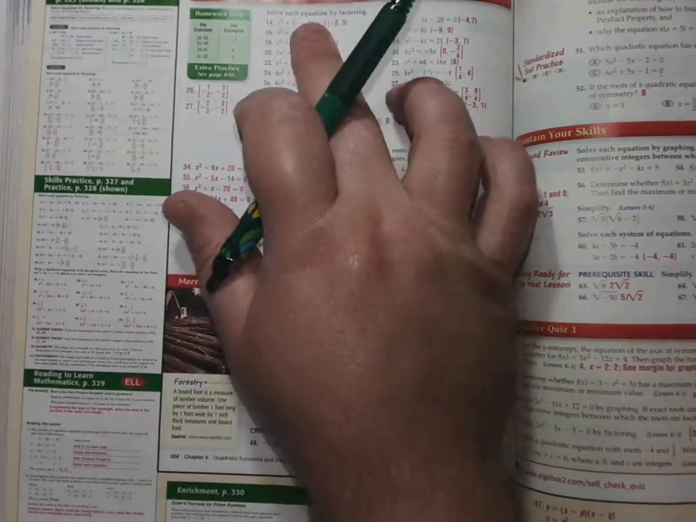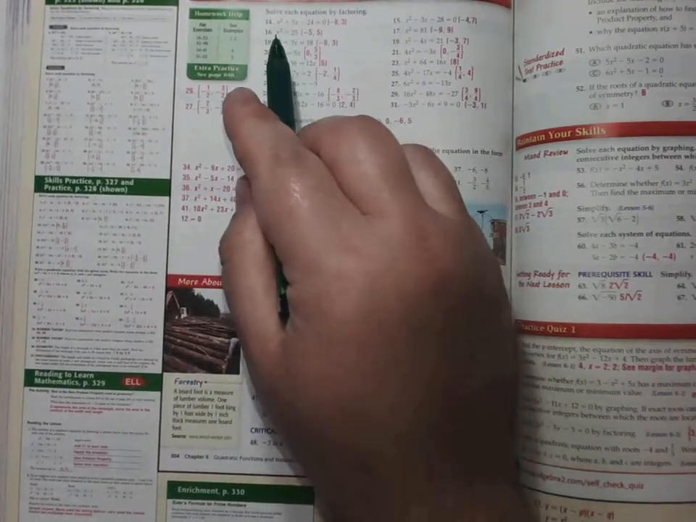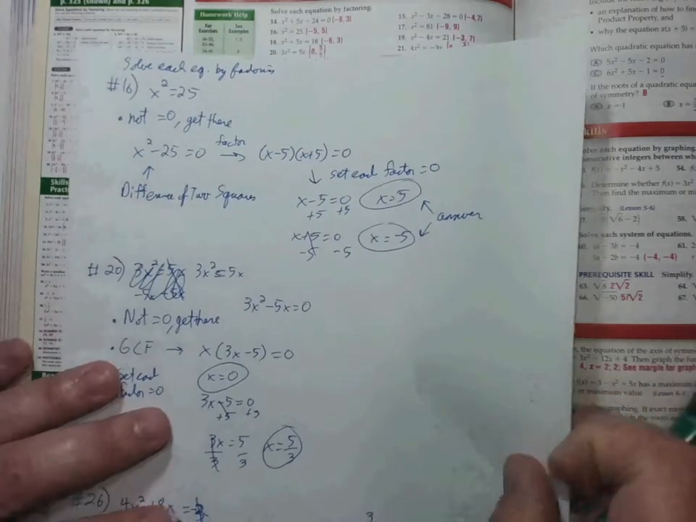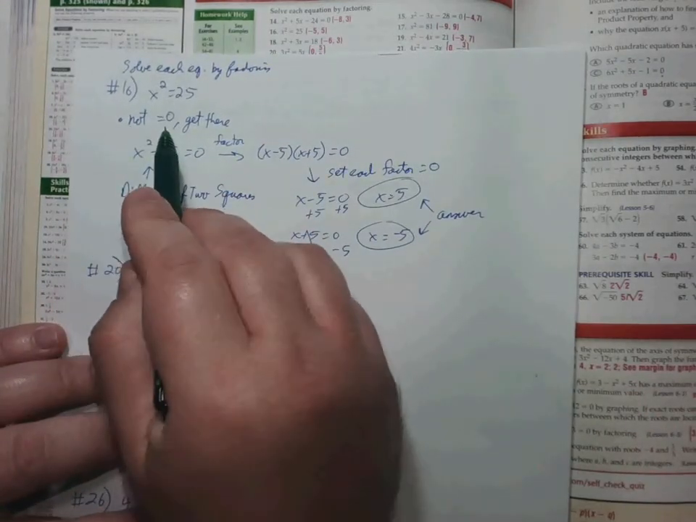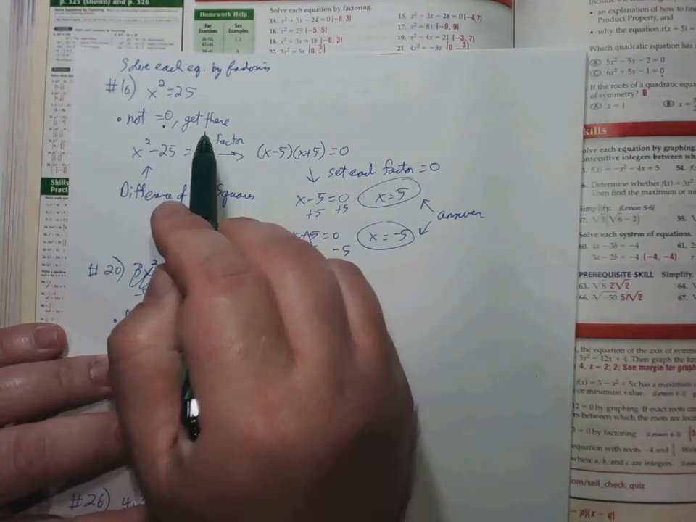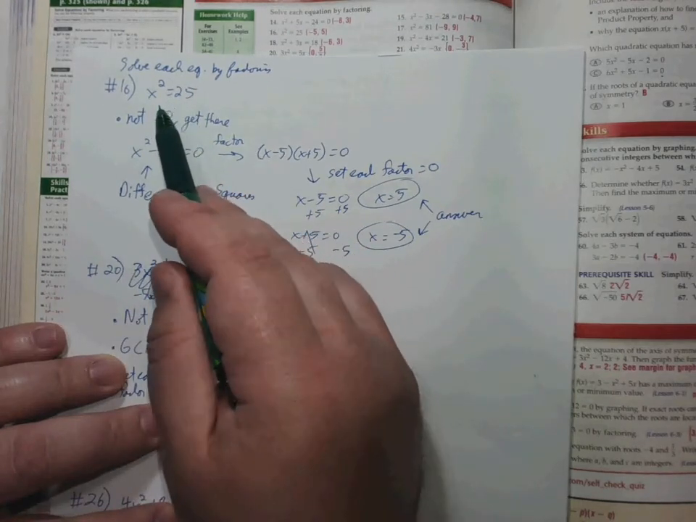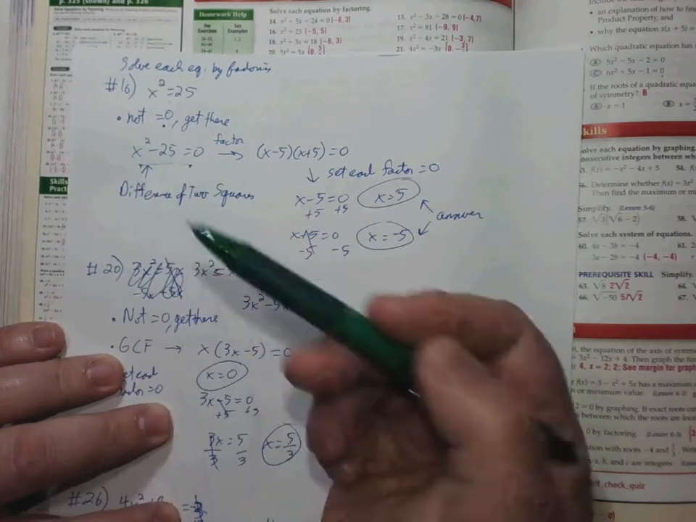Okay, so solve each equation by factoring. I'm going to start with number 16 here. x squared equals 25. Okay, it's not equal to 0, so you have to get it there. So you subtract 25 from both sides and get it to this.